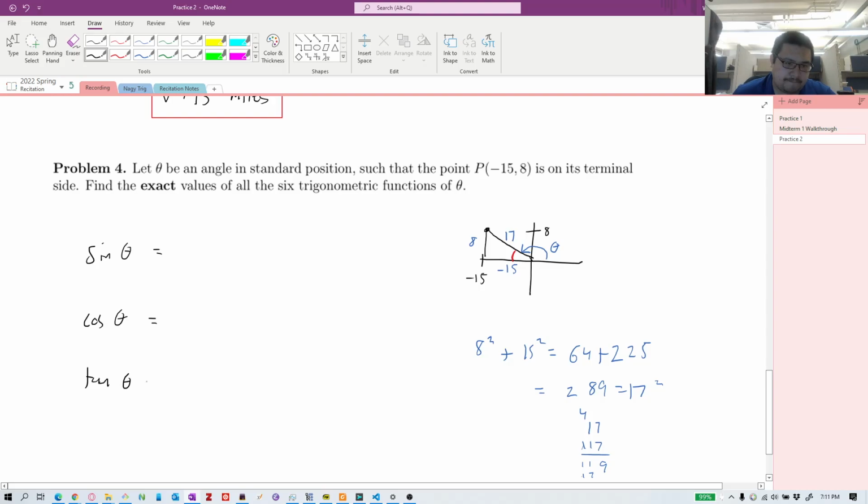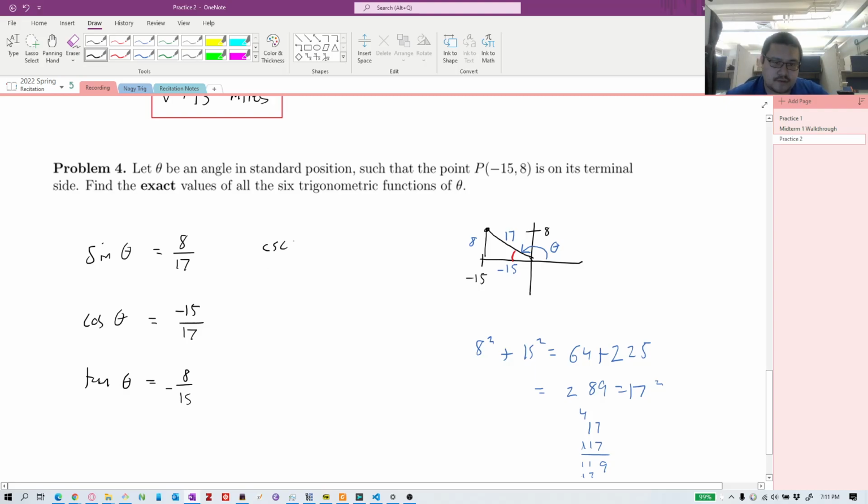Alright. And so let's see now. Sine is opposite over hypotenuse. Cosine is adjacent over hypotenuse. And notice this is where I use the fact that the 15 I think of negatively. And then tangent is opposite over adjacent, which also uses the negative 15, so we know that tangent is negative for this quadrant.